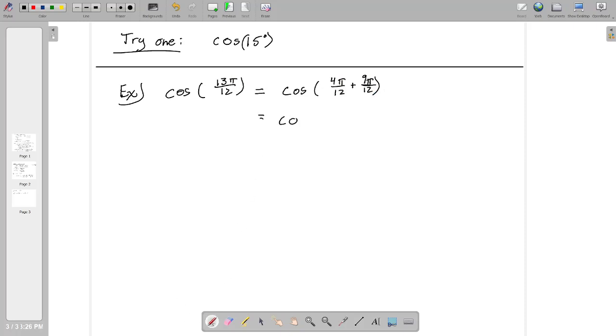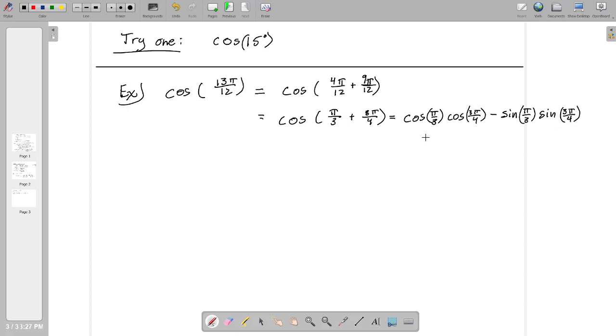So this will become cosine. 4 pi over 12 just becomes pi over 3, and 9 pi over 12 becomes 3 pi over 4. And then we can just use the cosine formula. Now again, we have an addition. So this will become cosine of pi over 3, the first angle, cosine of the second angle, 3 pi over 4, minus, because we have a plus here, so we have a minus here, sine of pi over 3, the first angle, and sine of 3 pi over 4, which is the second angle.